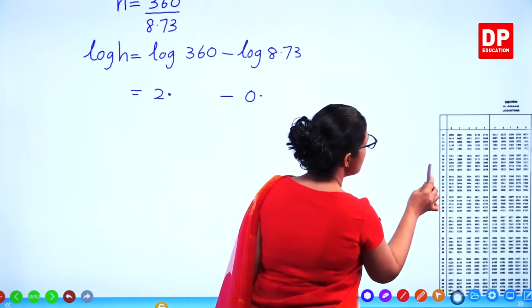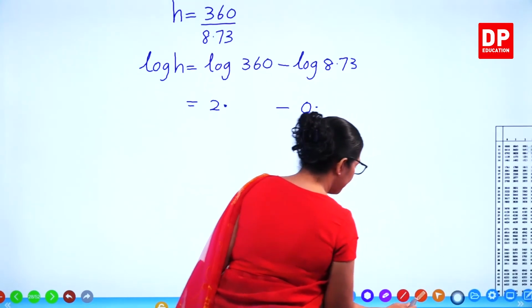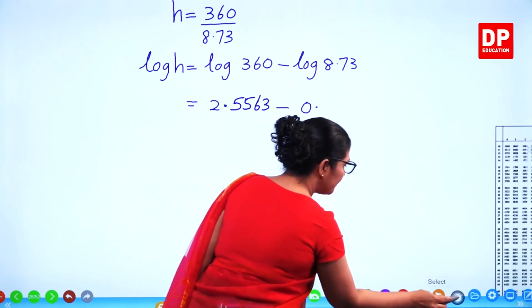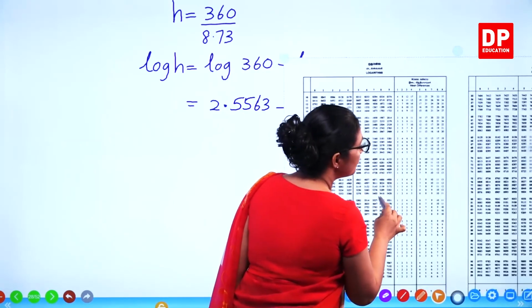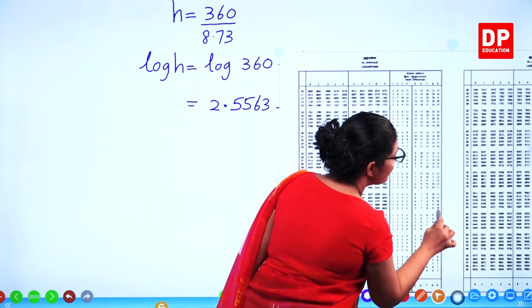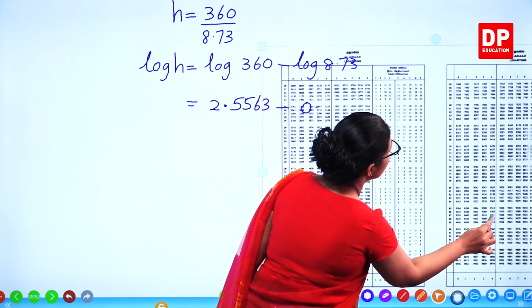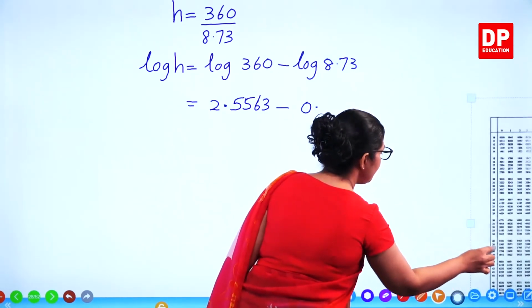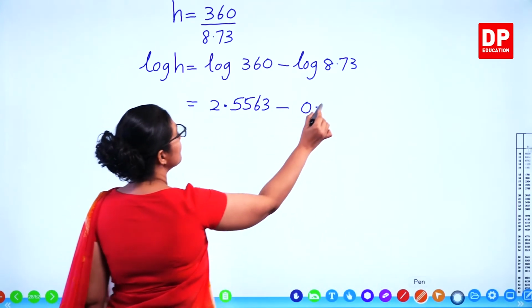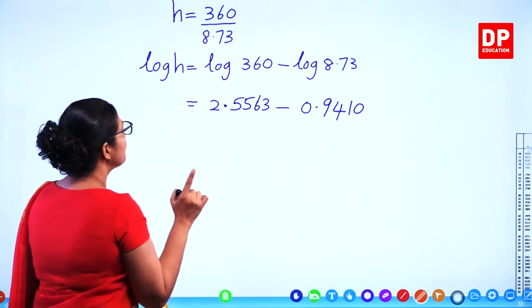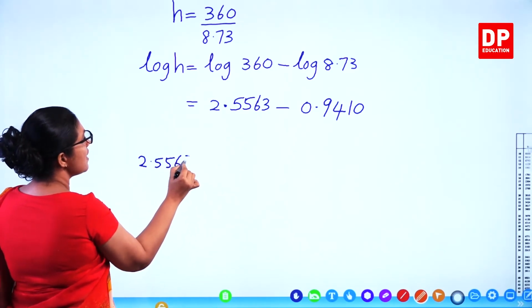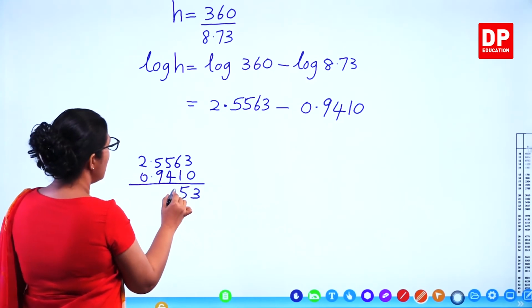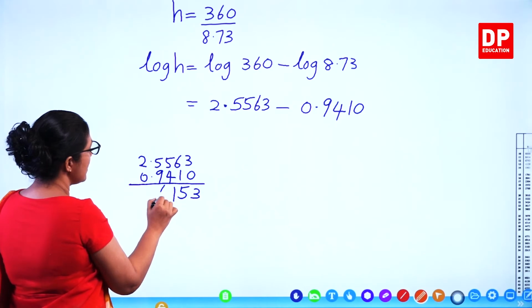We need 360: 5563. Then 873: 9410. Now subtract. 2.5563 minus 0.9410. 3, 5, then here 1, 6 and 1.